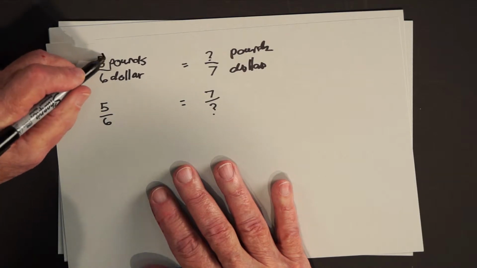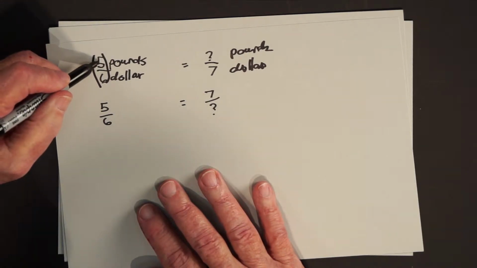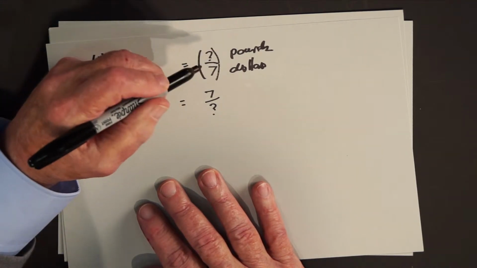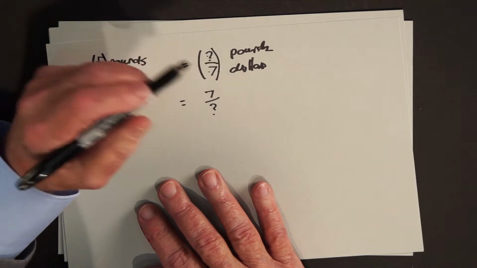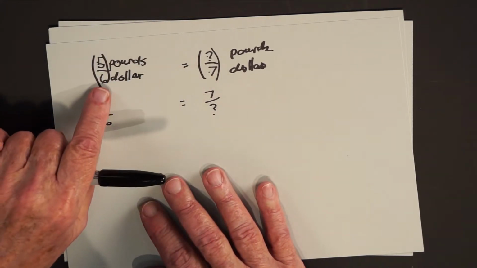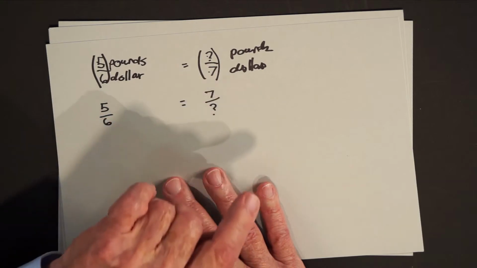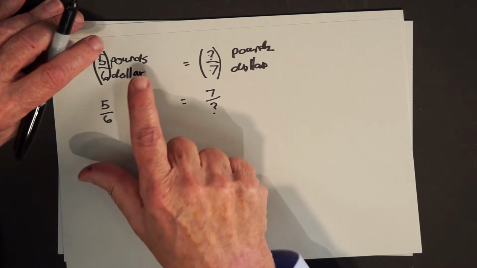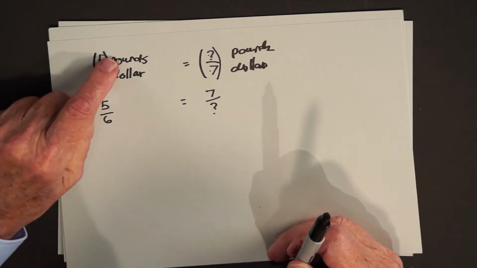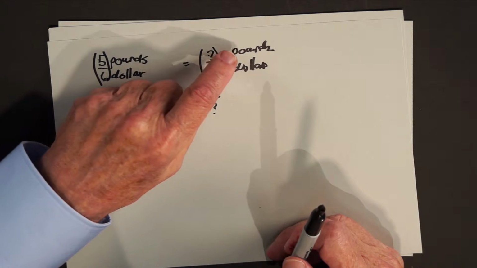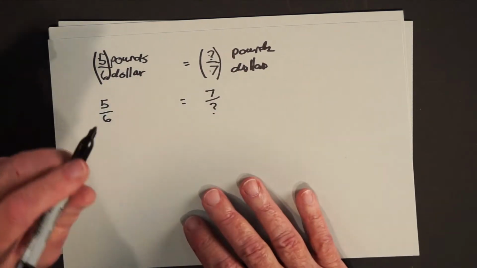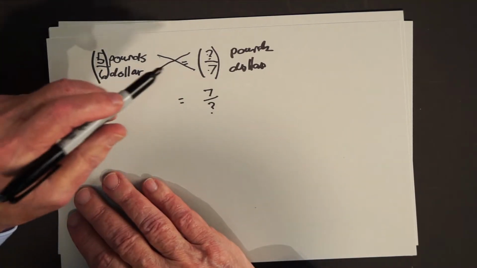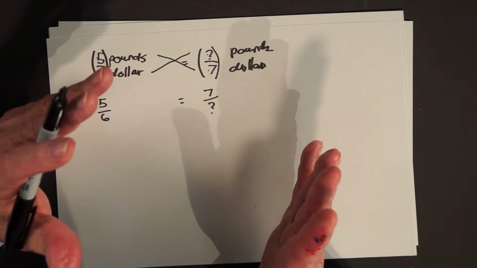5 pounds for $6 is another way of saying 5/6 of a pound per dollar. And question mark over 7 says question mark over 7 pounds per dollar. The reason we could write that 5/6 equals question mark over 7 is that the two fractions were modifying the same noun. The 5/6 is modifying pounds per dollar. Question mark over 7 is pounds per dollar. And in fact, when you cross multiply here, just look at the nouns. This is pound dollars, and this is pound dollars. The nouns still line up.